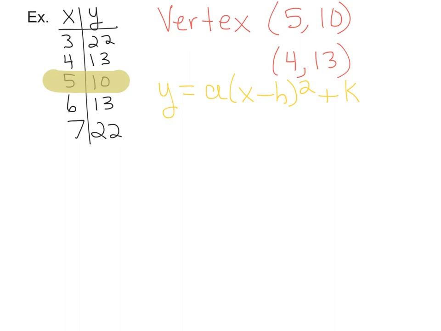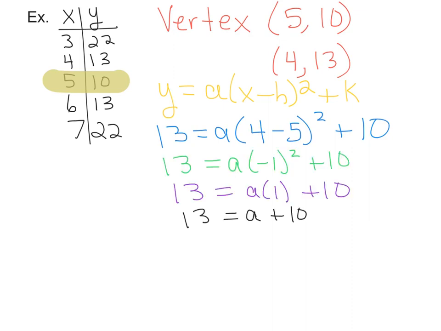So again, we're going to use our vertex form, and we are going to plug in. This is my h and my k. That goes right here and right here. This is my x and my y. That goes right there and there. So I'm going to start plugging in things to solve for a. Now that I have everything plugged in the correct place, I'm going to simplify. And now I'll subtract 10 from both sides, and I'll end up with a equals 3.